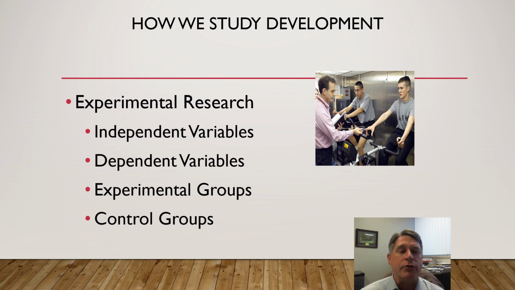So these are four very important elements. You need to know them as part of experimental research. We can get into a great deal more detail on experimental research, but this, the IV, the DV, the experimental group and control group, that's enough for now.